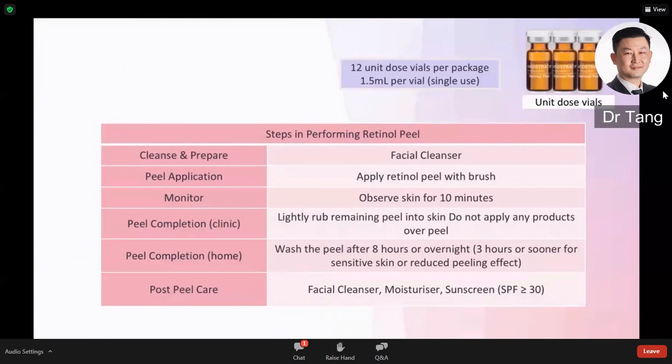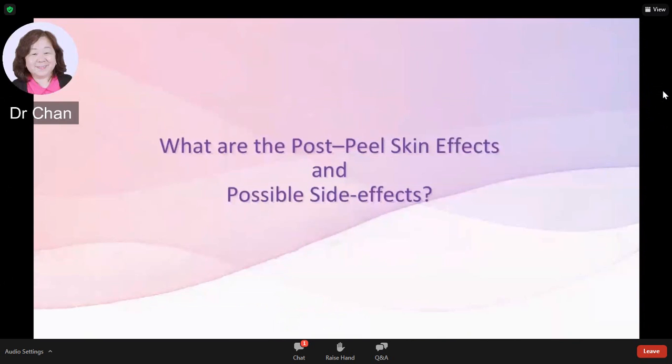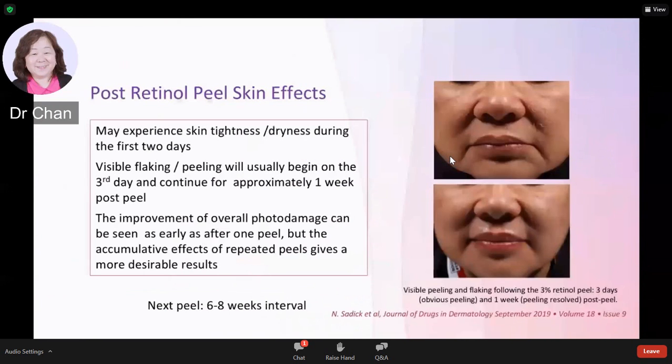Well, this table summarizes the 6 essential steps involved in performing a retinol peel, as I have mentioned just now. So what are the post-peel skin effects and the possible side effects? The patient may experience skin tightness or dryness during the first 2 days. Visible flaking and peeling will usually begin on the 3rd day and continue for approximately 1 week post-peel.